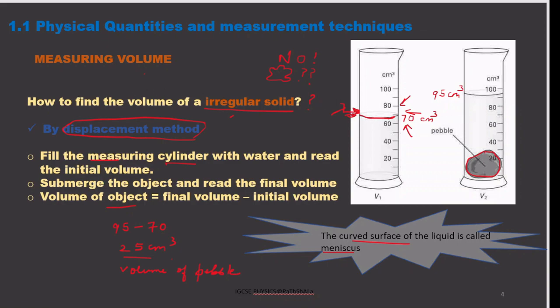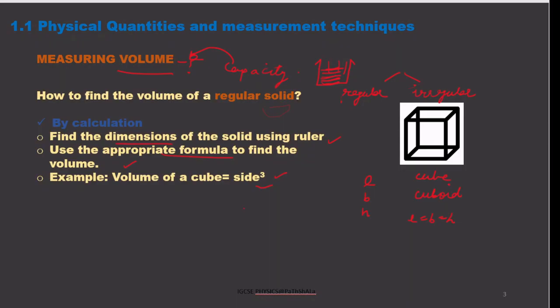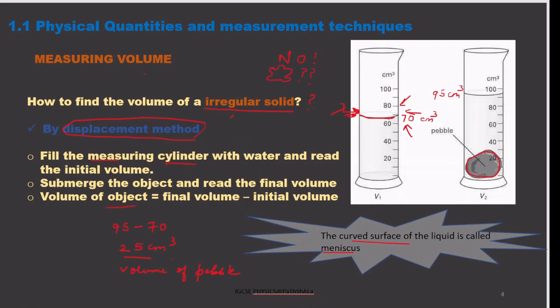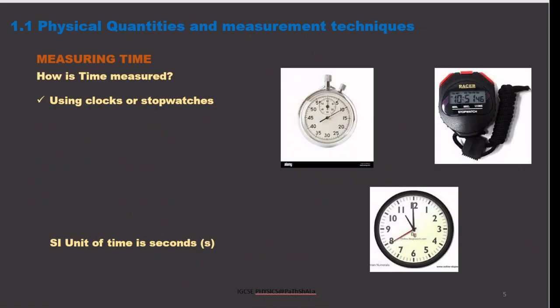Okay, so we are done with how to measure length, how to measure the volume of a regular solid, and how to measure the volume of an irregular solid. Now next we have to know how to measure time. Again, very simple. So how is time measured? Time is measured using clocks or stopwatches. Everyone knows what clocks are. Everyone knows what the time is here, right?